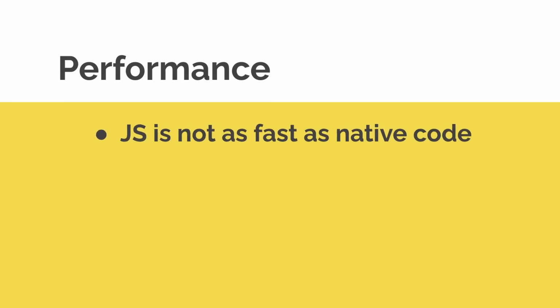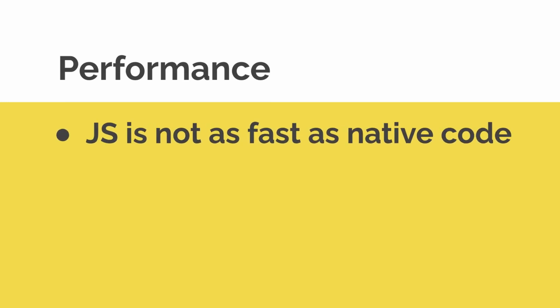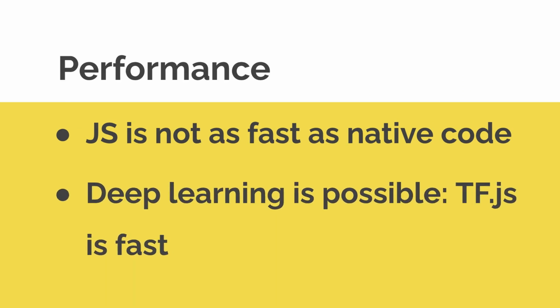Let's talk about the performance of TensorFlow Js next. JavaScript is not as fast as native code, but TensorFlow Js is still fast. Deep learning is possible with TensorFlow Js. That means you can build neural networks with TensorFlow Js. And in fact, there are many pre-built models, including many pre-built neural networks, ready for you to use in your web projects.